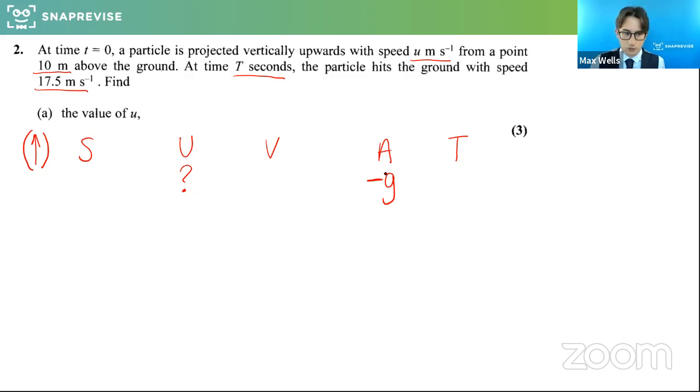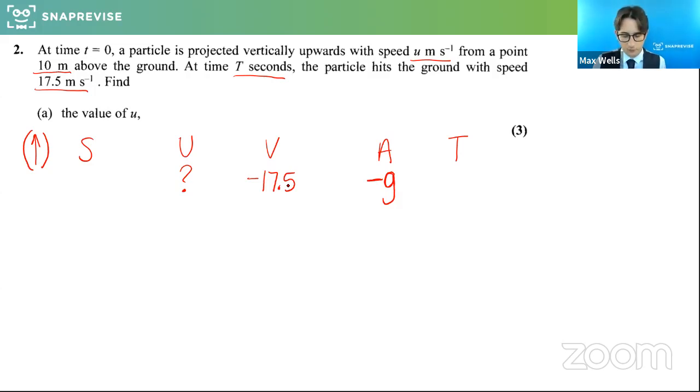Some exam boards want you to use 9.8, and other exam boards want you to use 9.81 or more exact, but we'll use 9.8 for this. To denote it in an exact-ish way, we would use G. So minus G, because it's acting downwards. And actually the final velocity then would be minus 17.5 because it's hitting the ground and it's traveling downwards. And that takes t seconds, and that's from where it's landed, which is actually how far from where it started.